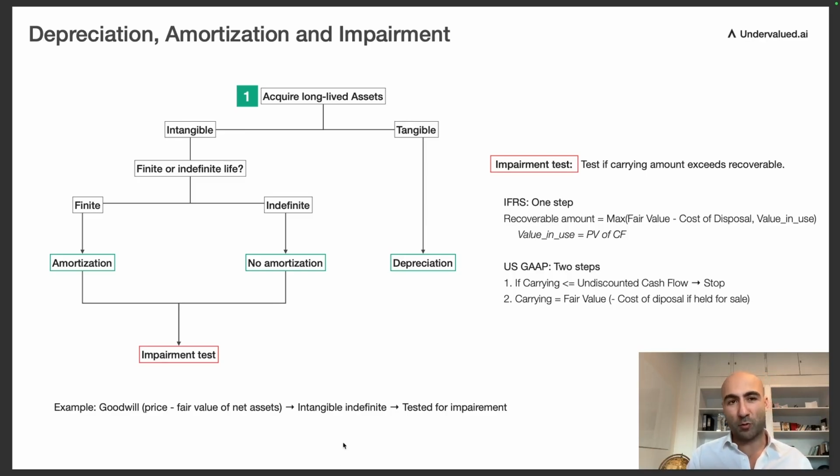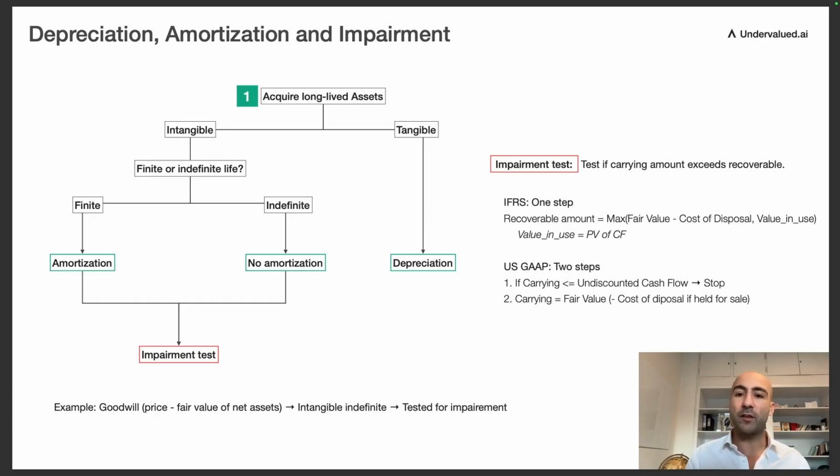And quick parenthesis on Goodwill that I just mentioned. Goodwill is a special case because, and I want to take a moment on it, because it's important to understand how it appears. It appears only when the company acquires another company and pays more than the fair value of the identifiable net assets. So how do you get that?